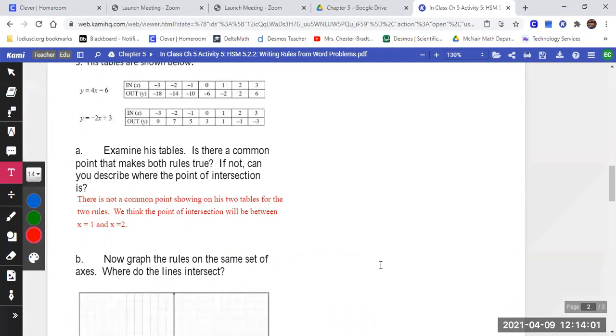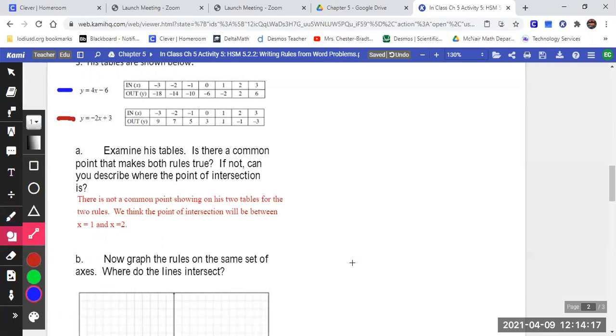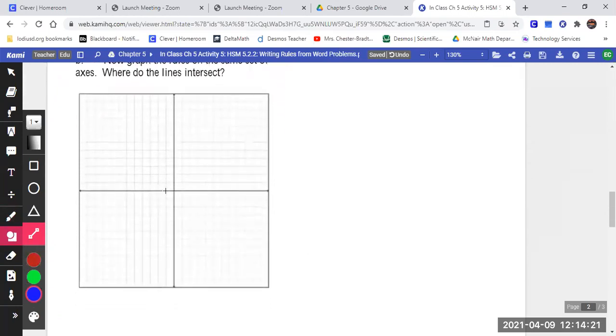Okay, so for the first one, make my dot. I'm going to make it a blue one. This is going to be my blue line. And this one's going to be my red line. All right. So on my blue line at -1, it's -10. So -1, and then 1, 2, 3, 4, 5, 6, 7, 8, 9, 10. -1, -10.